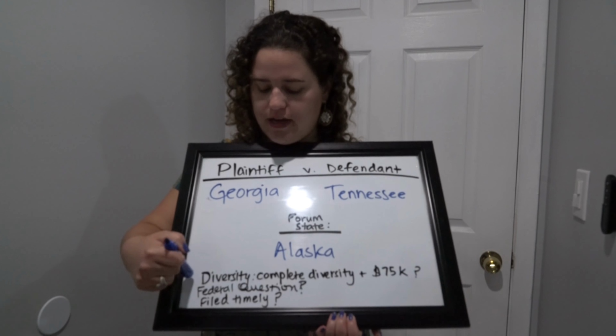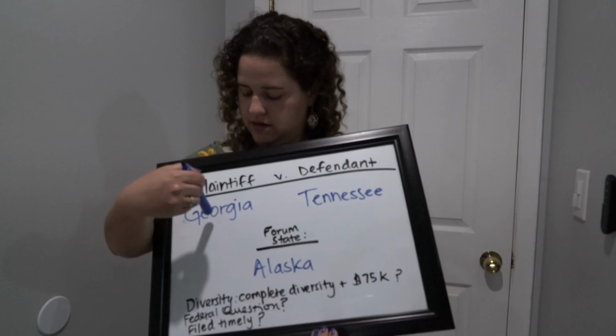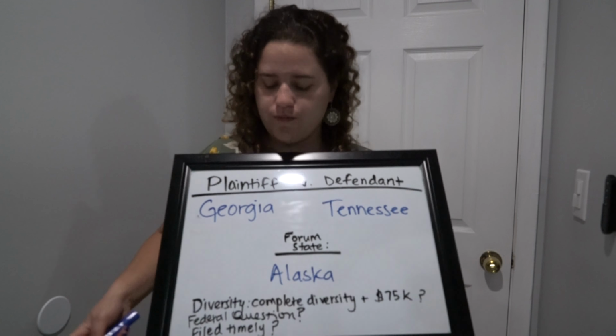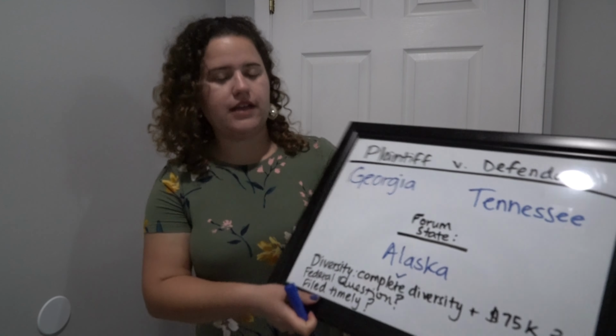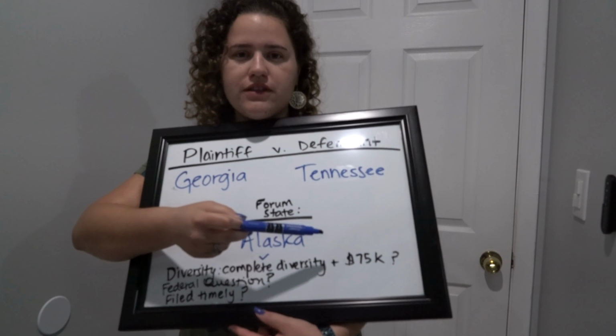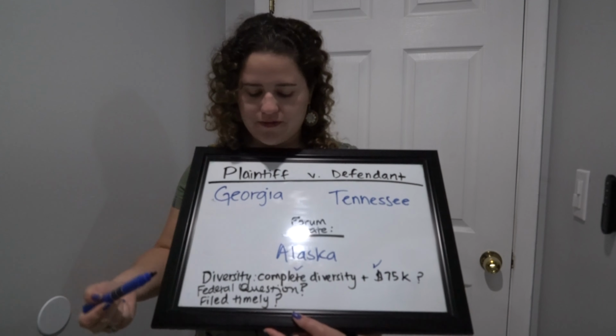Let's go for the first one. Diversity. Is there complete diversity between the claimants? Georgia is not the same state as Tennessee. So we give it a check mark. Yes, that's the right way. Is the amount in controversy more than 75,000? Yes, we're going to assume yes. Check. Okay, so it fits diversity.